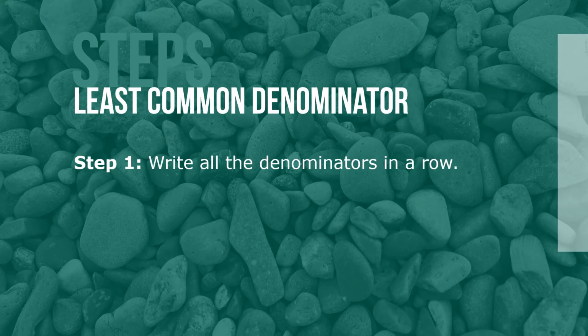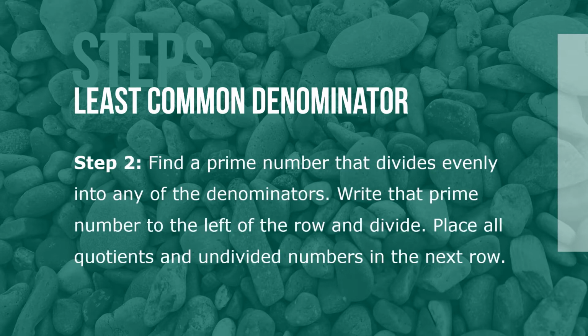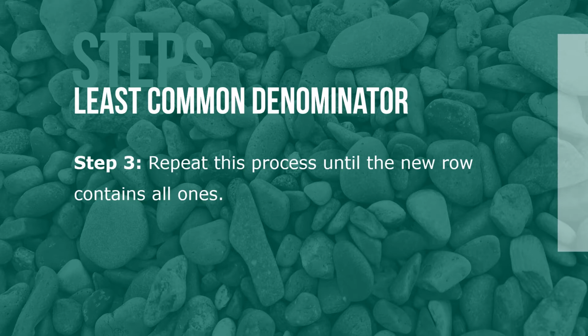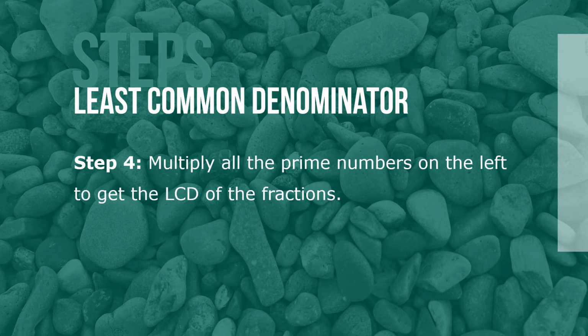Here are the steps for determining the least common denominator of two or more fractions using prime numbers. Step 1. Write all the denominators in a row. Step 2. Find a prime number that divides evenly into any of the denominators. Write that prime number to the left of the row and divide. Place all quotients and undivided numbers in the next row. Step 3. Repeat this process until the new row contains all ones. Step 4. Multiply all the prime numbers on the left to get the LCD of the fractions.